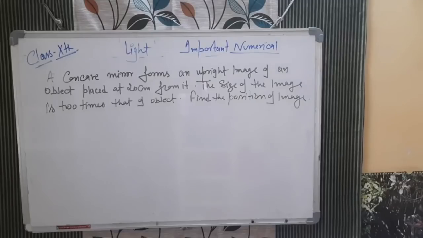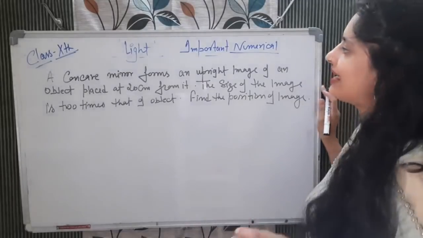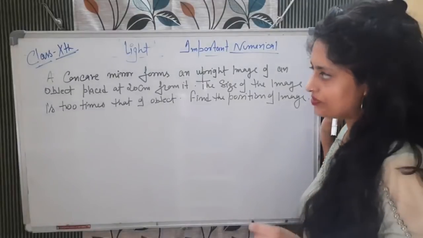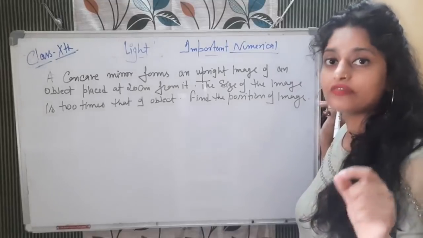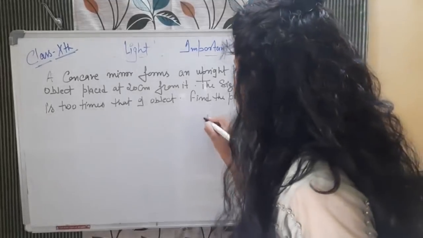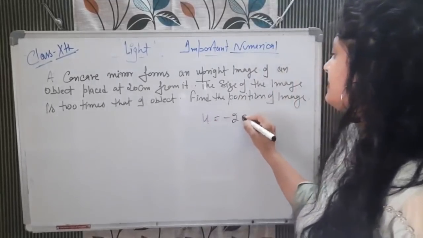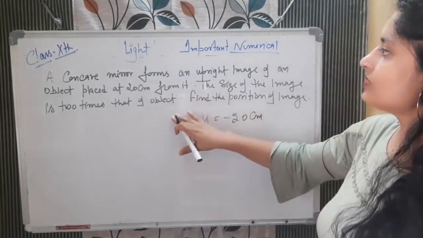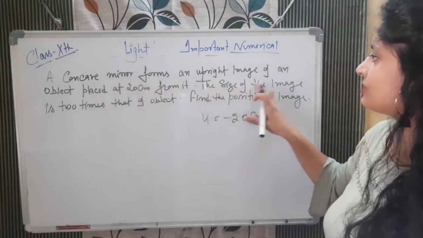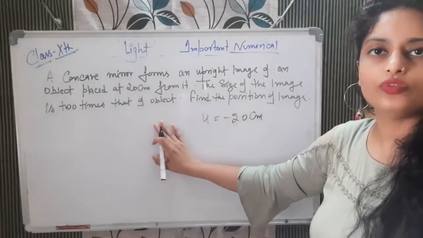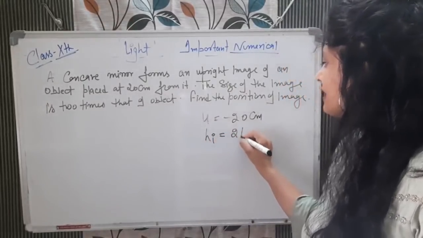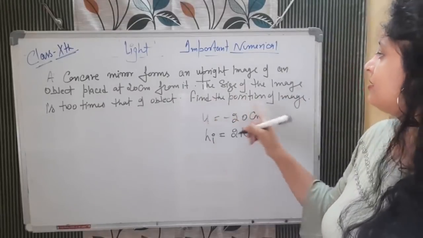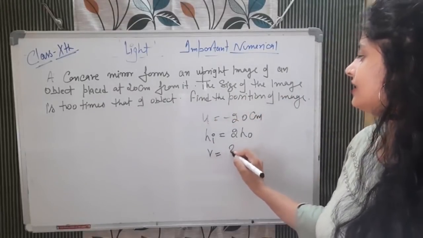This is the question. See, a concave mirror forms an upright image of an object placed at 20 centimeter from it. So bacha, what is given? U is given, minus 20 centimeter. Now this is a concave mirror. The size of the image is 2 times the size of the object. Size of image means height of image is equal to 2 times height of object. Find the position of the image. We need to calculate V.